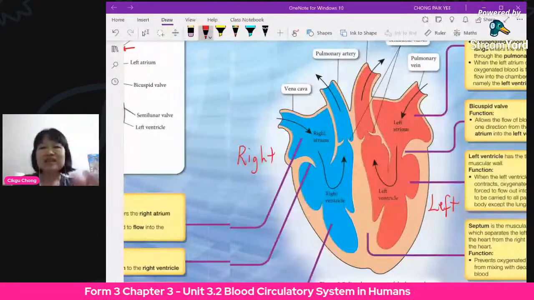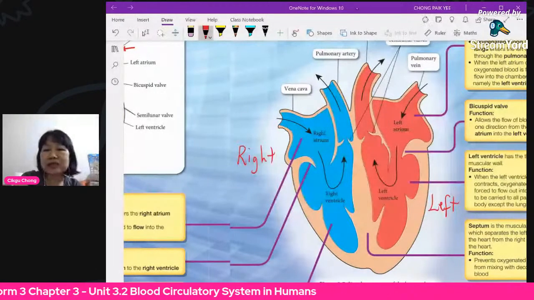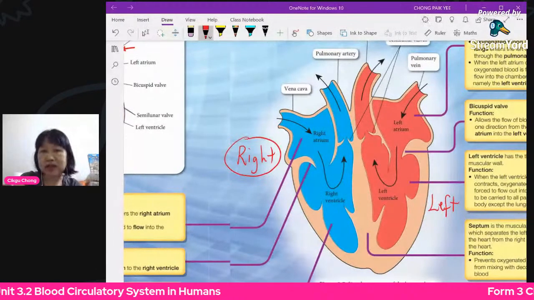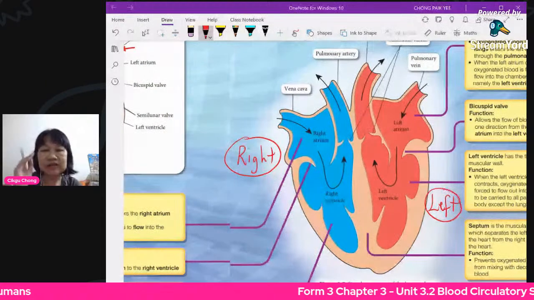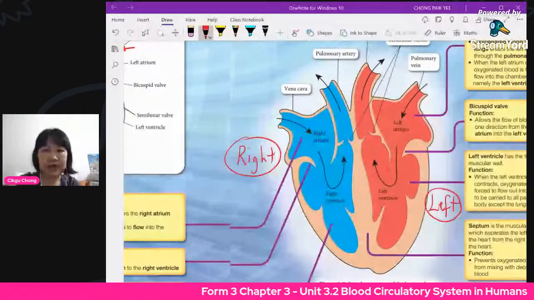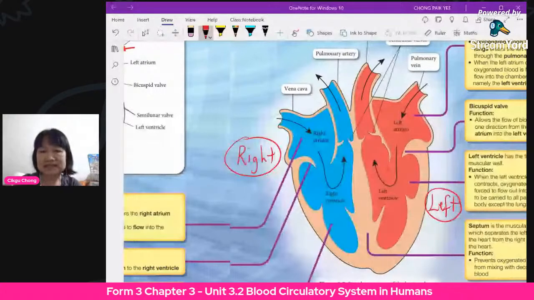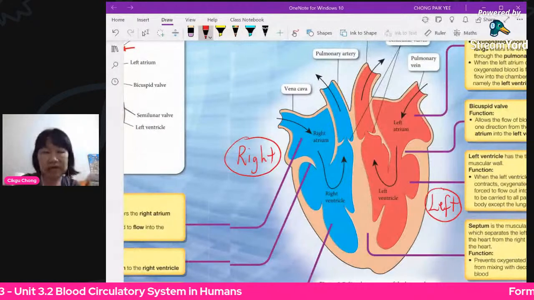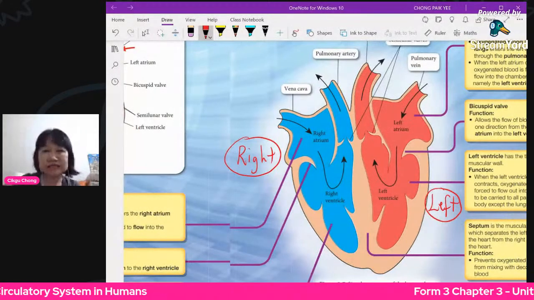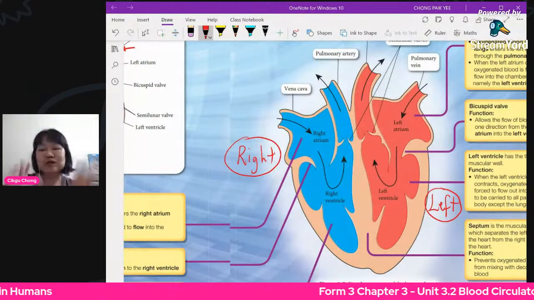Okay, so this is the right, correct. And then this is the left side. So you imagine someone standing in front of you, and you're looking at that person's heart. So that is how you see it. So you never label it the other way around. You don't go and put your left on this side and your right on this side. It's wrong, okay? You must always draw like this.